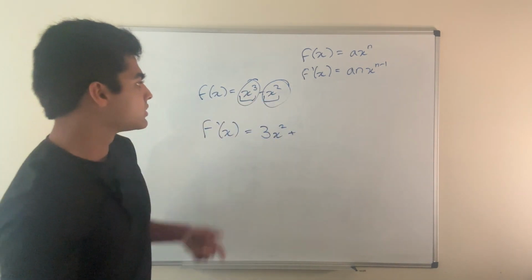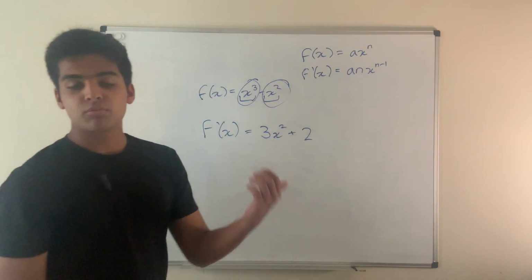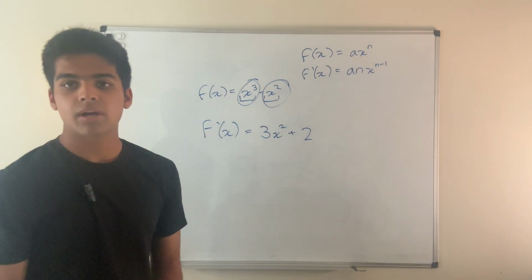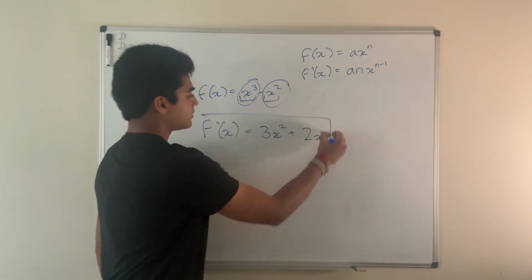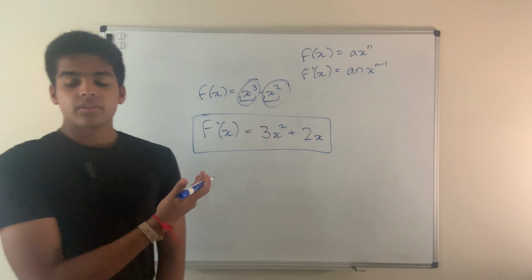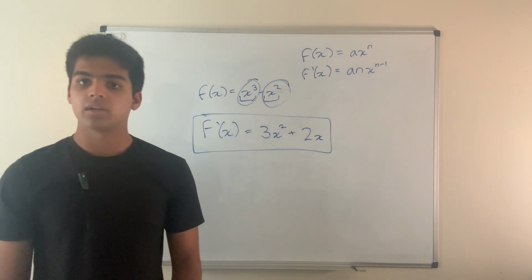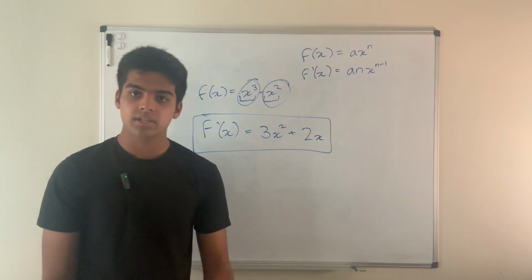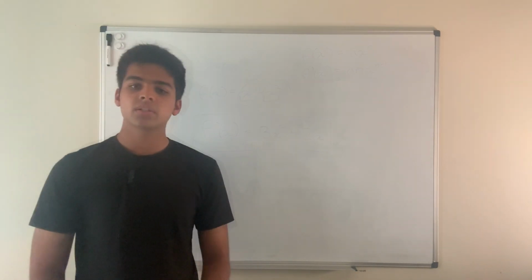So we would bring the exponent down, 2, and then subtract 1. So we would have 1 in the exponent, and x to the 1 power is just x. So 2x. And there's the derivative. So you can do this with adding and subtracting, but you can't do it with multiplying and dividing yet. We'll get to that in a different video. But yeah, that's the power rule. So that is going to be all for today.